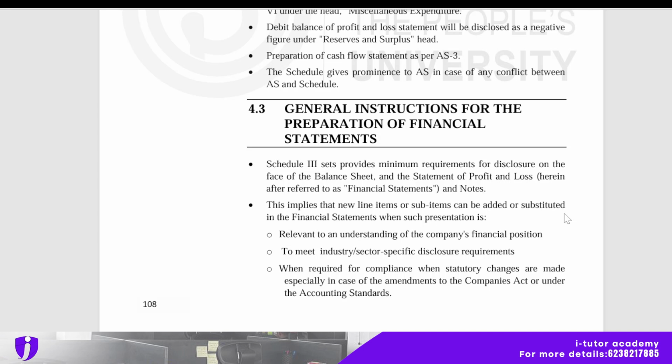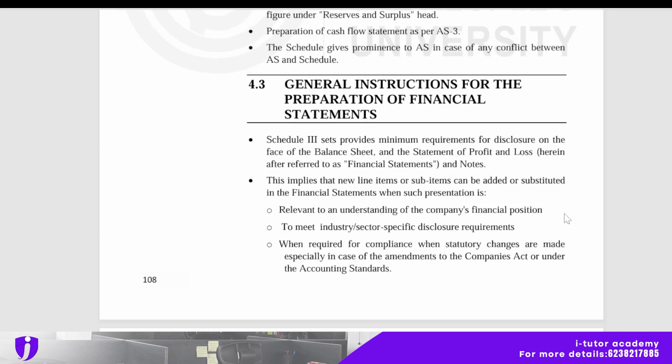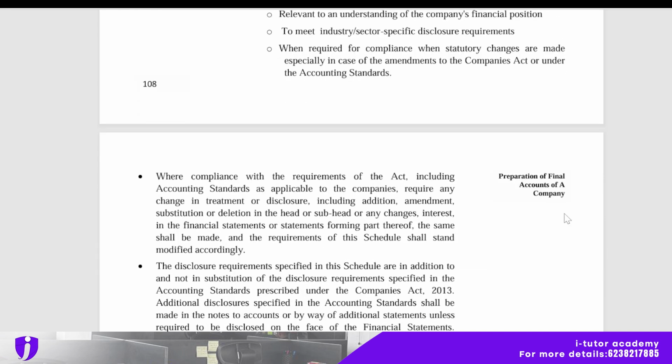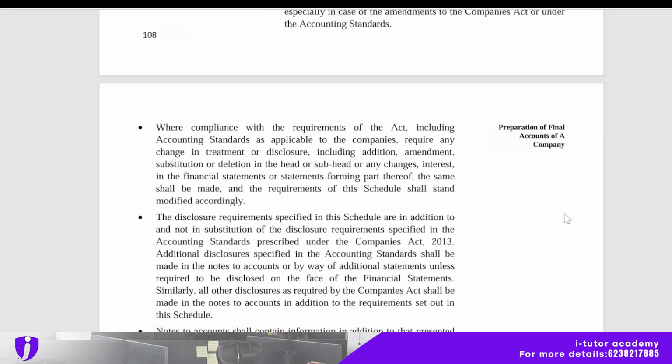disclosure requirements when required for compliance when statutory changes are made, especially in case of amendments to the Companies Act or under the accounting standards, and where compliance with the requirements of the Act including accounting standards as applicable to the companies requires any change in treatment or disclosure including additional amendment, substitution, or deletion in the head or subhead, or any change in the financial statements or statements forming part, then the same shall be made and the requirements of this schedule shall stand modified accordingly.